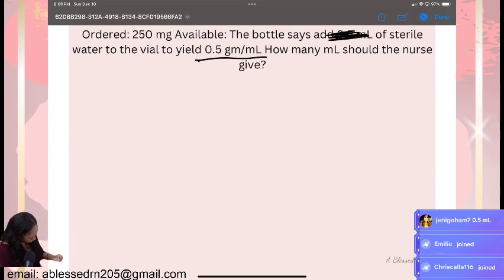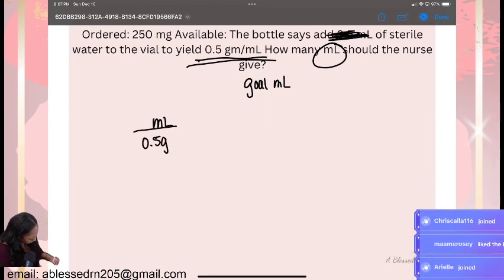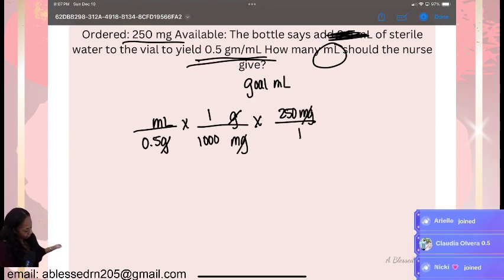So we have this, and our goal is going to be milliliters. If we are looking for milliliters, I like to start with milliliters. So mL over 0.5 grams. And then we need milligrams because that's what our order is in, so we'll automatically put grams on the top, milligrams on the bottom. 1 gram is 1,000 milligrams. Grams cross out, and then we have 250 milligrams in our order. I'll put it over 1 so it won't be blank at the bottom, and we know that number goes on the top.